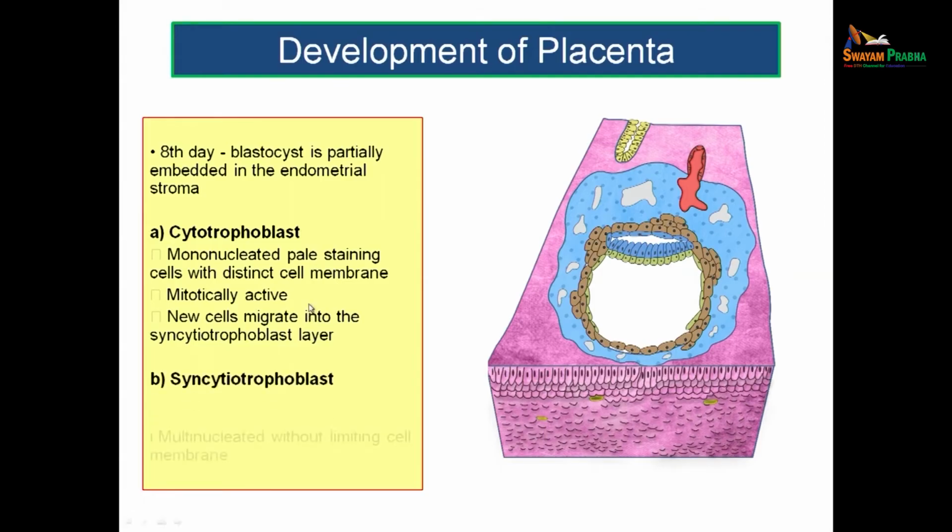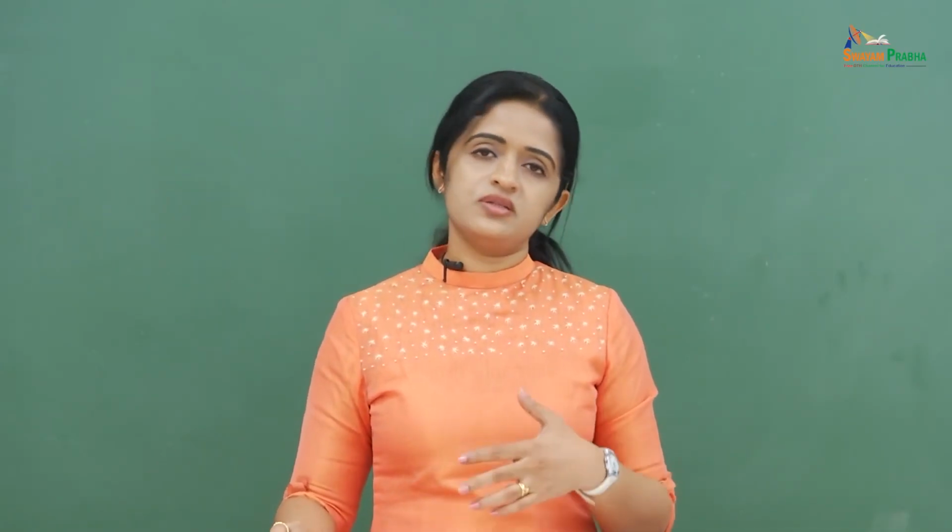So, what do you mean by syncytial trophoblast? The word meaning of syncytium is multinucleated. So, syncytial trophoblast means multinucleated without limiting cell membranes. You won't be able to make out the cell membranes of the syncytial trophoblast. They are said to be rapidly expanding and deeply stained compared to the cytotrophoblast.